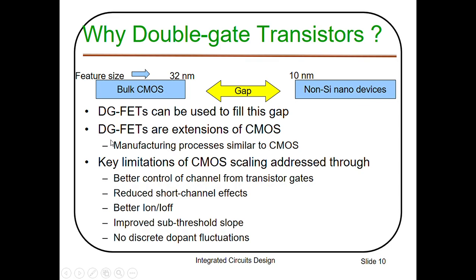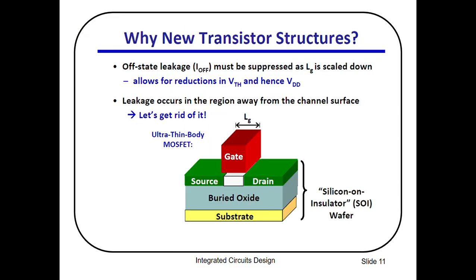Double gate transistor models, or double gate FETs, field effect transistors, are basically the extension of CMOS. Its manufacturing is similar to the CMOS models. So what are the key limitations of CMOS scaling? Better control of channel from transistor gates, reduced short channel effects, better on-off currents, improved sub-threshold slopes. So this is the double-gate transistor model.